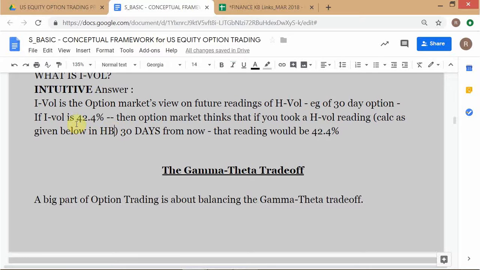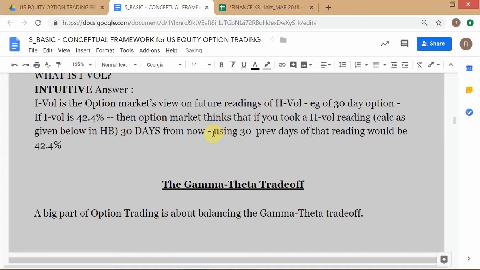And what the option market is saying is, if the IVOL is 42.4, that means 30 days from now, if you took an HVol reading using the previous 30 days of data, that reading would be 42.4%, calculated from the same daily data. So this is what it means. This is the market's forecast of future HVol, which can of course be wrong. This is clear.